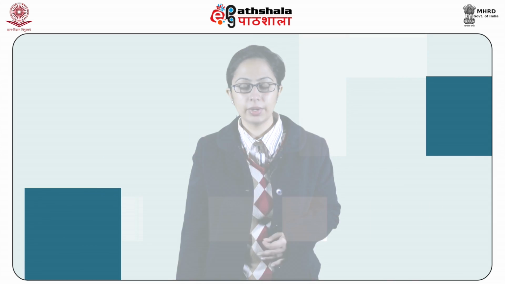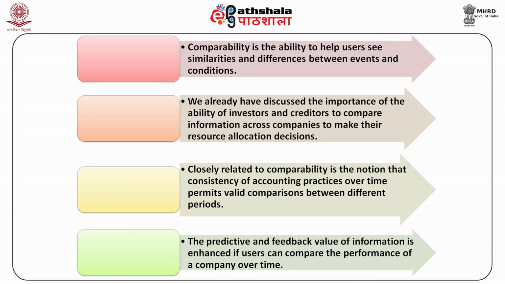Graphic 1 identifies 2 secondary qualitative characteristics important to decision usefulness: comparability and consistency. Comparability is the ability to help users see similarities and differences between events and conditions. We already have discussed the importance of the ability of investors and creditors to compare information across companies to make their resource allocation decisions. Closely related to comparability is the notion that consistency of accounting practices over time permits valid comparisons between different periods.